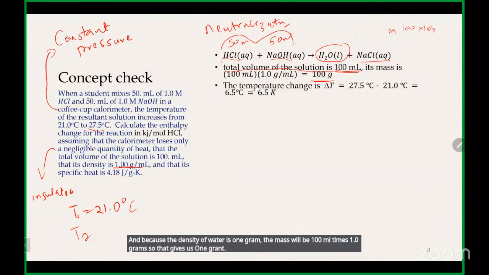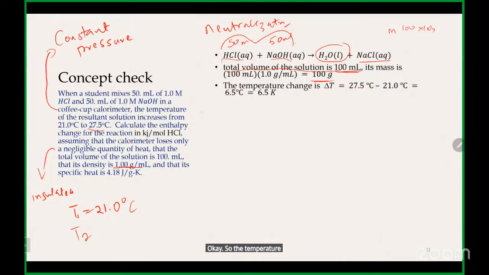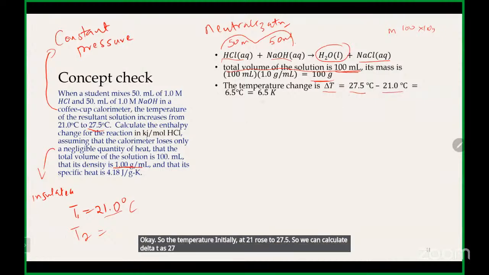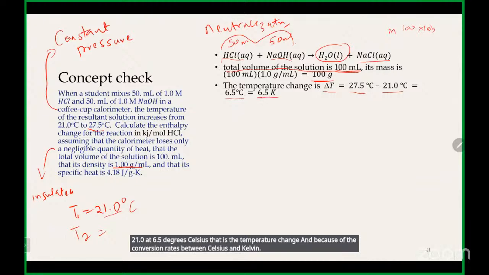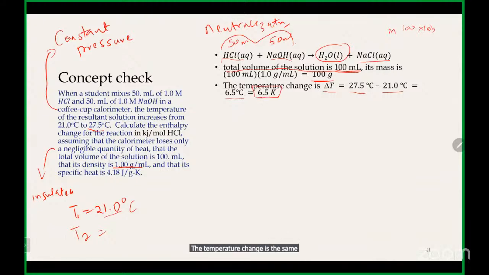The temperature initially at 21 rose to 27.5. So we can calculate delta T as 27.5 minus 21.0, that's 6.5 degrees Celsius. That is the temperature change. And because of the conversion between Celsius and Kelvin, the temperature change is the same in Kelvin as well. So the question is to calculate the enthalpy change, which is Q. Q is enthalpy change at constant pressure.